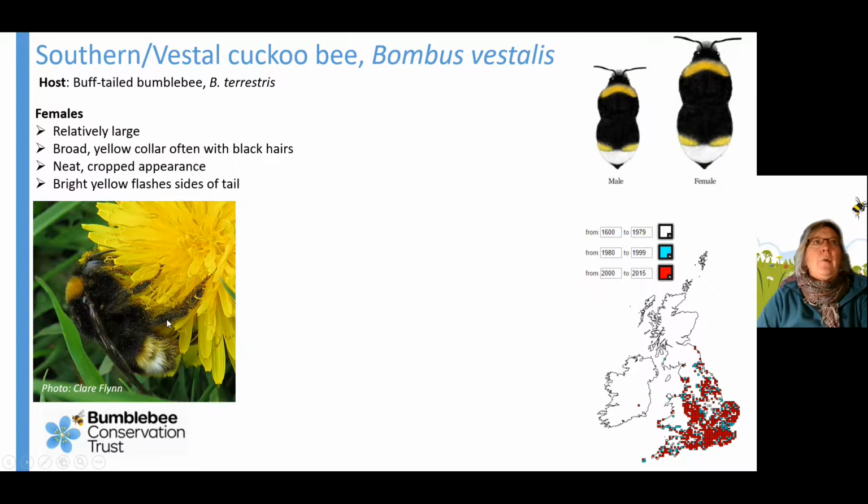Okay, you can see her lack of pollen baskets there. Okay, this species has quite a neat velvety appearance. It's a really impressive bee. When you see the females, they are big. They are bigger than terrestris queens, their host, the buff-tailed bumblebee. So yeah, they're really, really impressive insects.